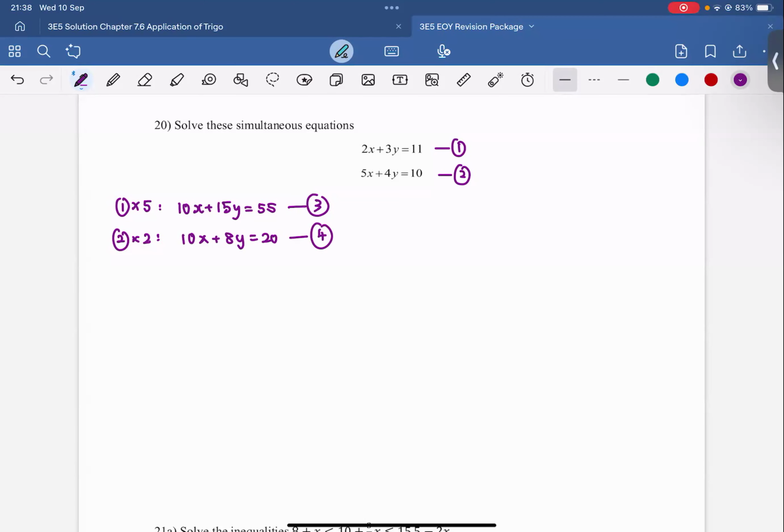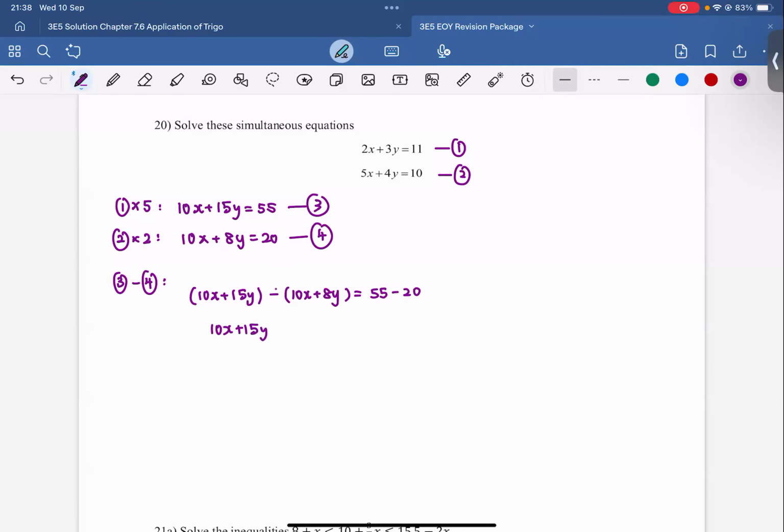How to find your answer now? Just subtract. You either take 3 minus 4 or 4 minus 3. When you subtract, be careful, draw your bracket. This is 3 minus 4 equals to 3 minus 4. Open up your bracket carefully now.